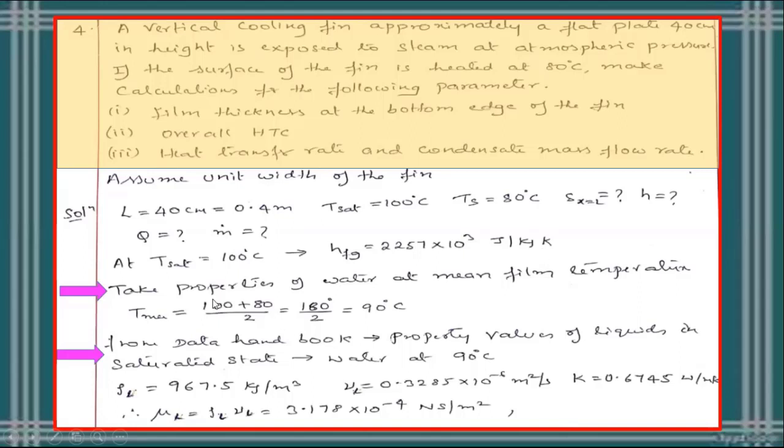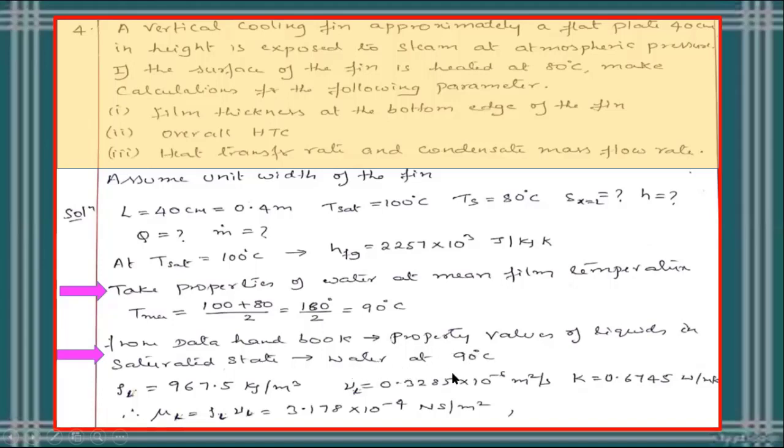Then all the properties of the water or the liquid we need to take at the mean film temperature. That is the vapor temperature 100 degrees plus the surface temperature 80, divided by 2. We'll get the average as 90 degrees centigrade. Now go to the data handbook, take the property values of the liquids at saturated state, and we have already seen this table many times. Go to the water condition in that table.